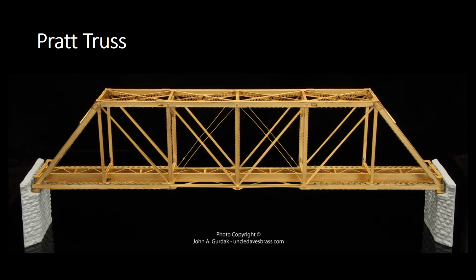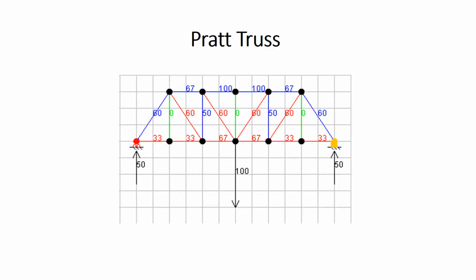The Pratt truss was designed by Caleb and Thomas Pratt and patented in 1844. The design quickly grew in popularity and is still well known today. The Pratt truss had slightly less compression in comparison to the Warren truss. This made it a better design for our building material.